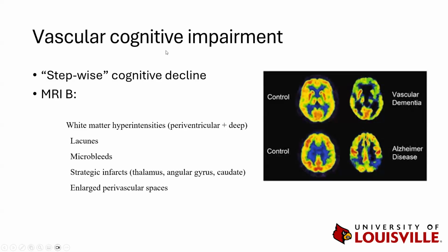Again, we have vascular cognitive impairment. It's going to be more of this classic board question. They have this stepwise cognitive decline. You could see on MRI some lacunes, some microbleeds, some strategic infarcts, particularly in the thalamus, angular gyrus, caudate, and enlarged perivascular spaces. This is again showing that it can be quite variable in terms of their presentation. The temporoparietal region is most affected in AD, not as much here, where you see areas that are more affected by the vascular insults themselves.